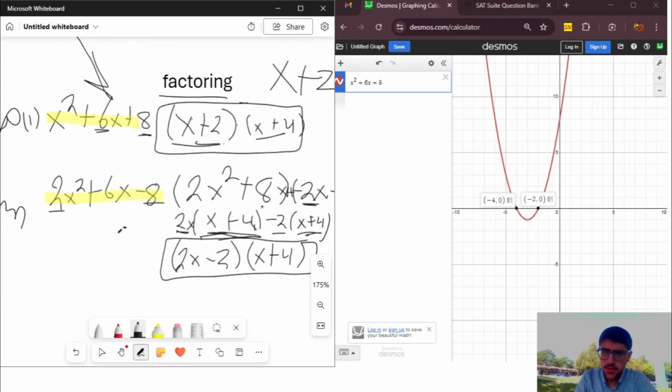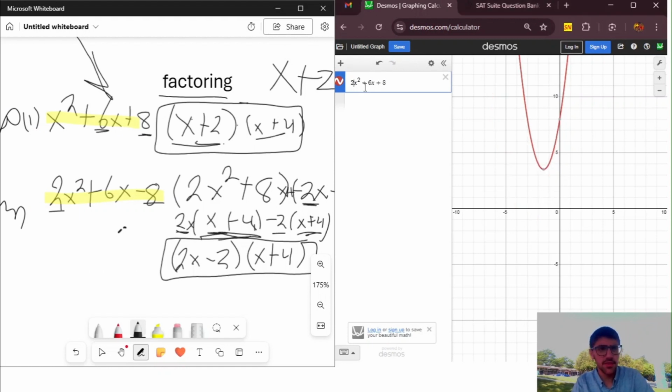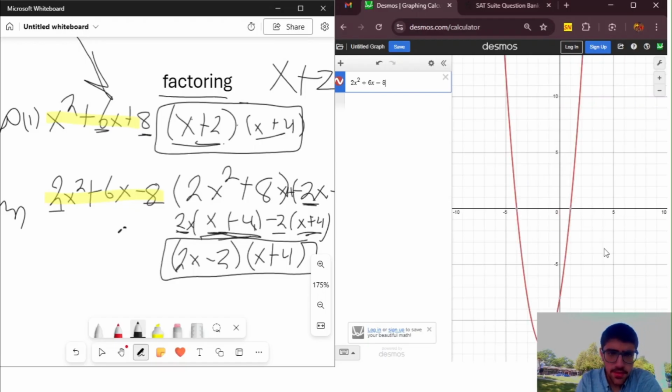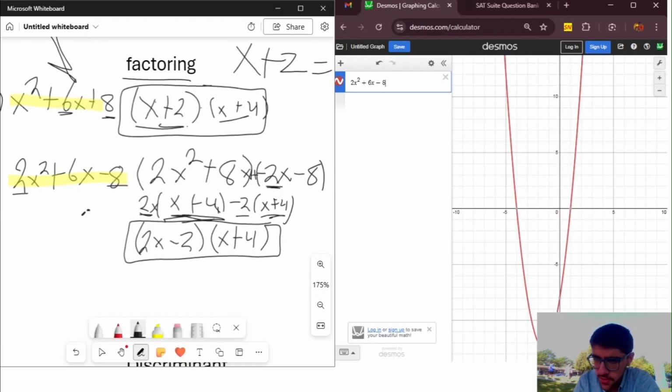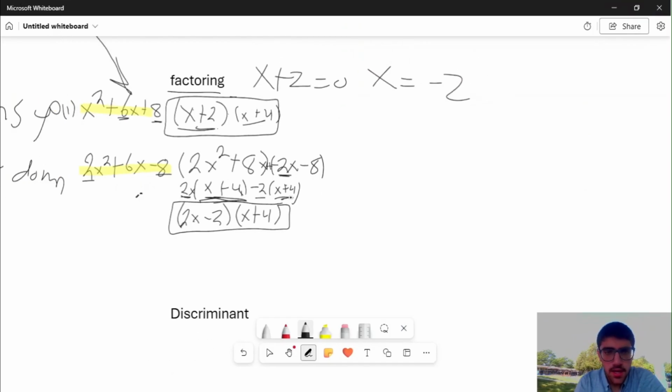You can do the same thing for the other one. So plus 6x and then -8, and you should have gotten x equals -4 and then x equals 1, which is what we got. So that is how you would use Desmos. It's a lot faster when you can use it. So you should always try to make sure that you can utilize Desmos to its max.